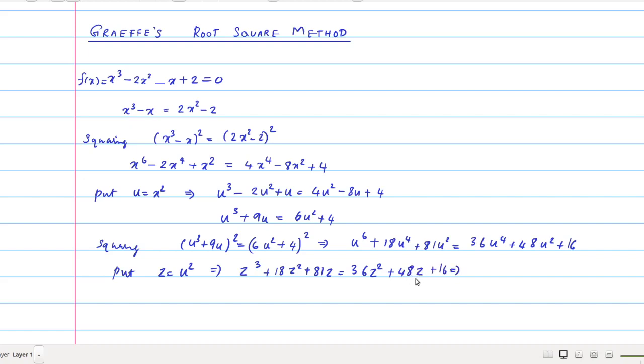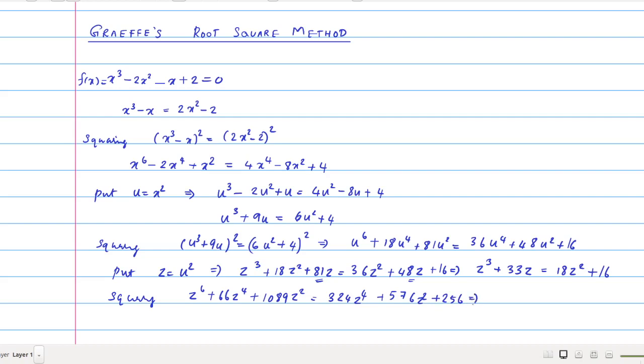Now you transpose the odd degree terms to the left and even degree terms to the right. Then this becomes z cube plus 33z, because of the 81z and 48z, equal to 18z square plus 16. Again squaring both sides, we get z raised to 6 plus 66z raised to 4 plus 1089, that is the square of 33, z square, equal to 324z raised to 4, that is 18 square, plus 576z square, that is 2 times 18 times 16, plus 256, that is the square of 16.